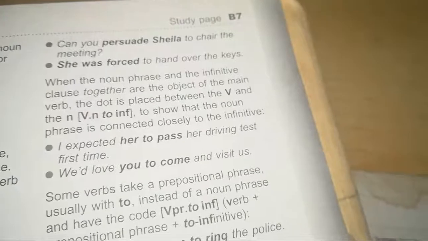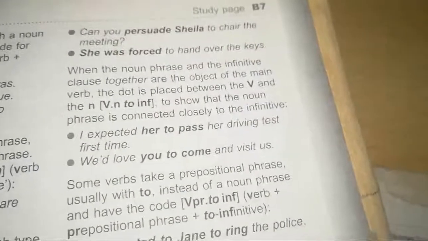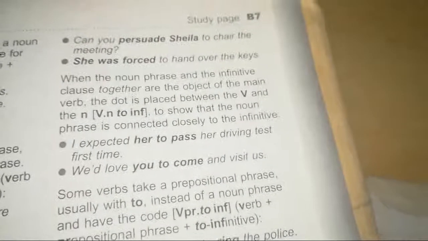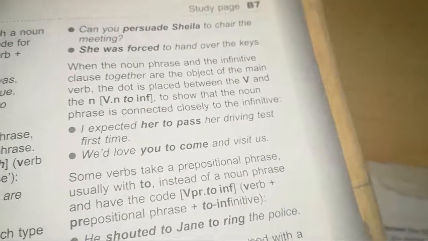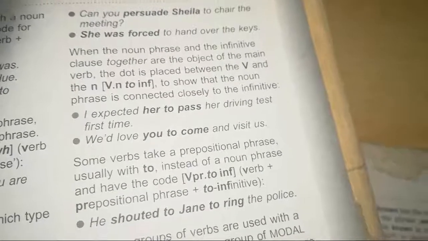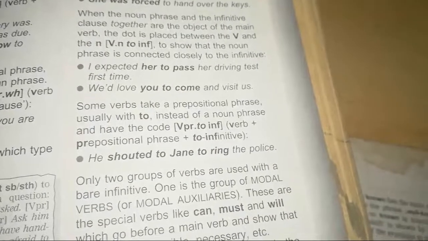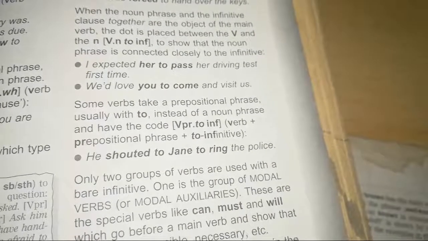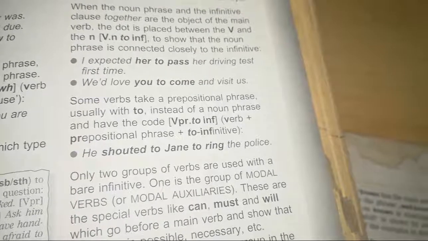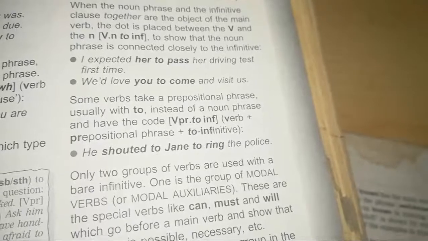When the noun phrase and the infinitive clause together are the object of the main verb, the dot is placed between the V and the N, V.N to inf, to show that the noun phrase is connected closely to the infinitive. I expected her to pass her driving test first time. We'd love you to come and visit us.